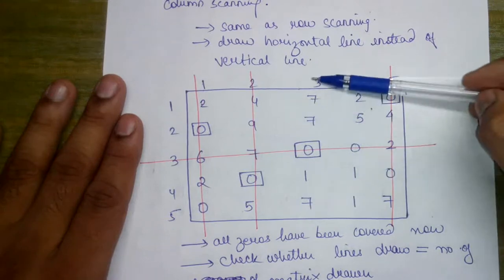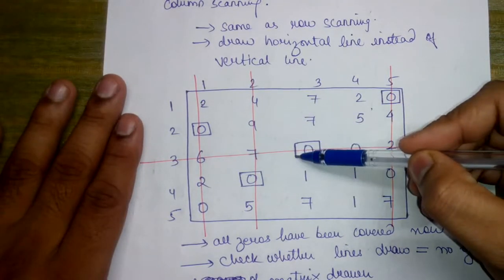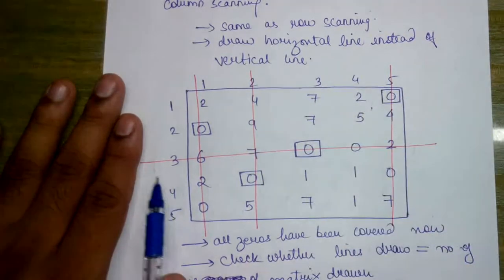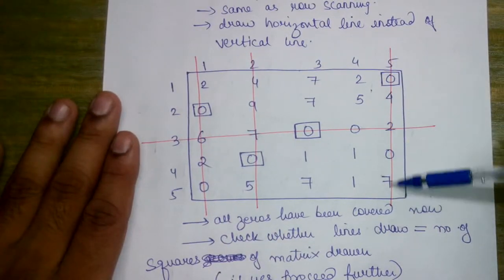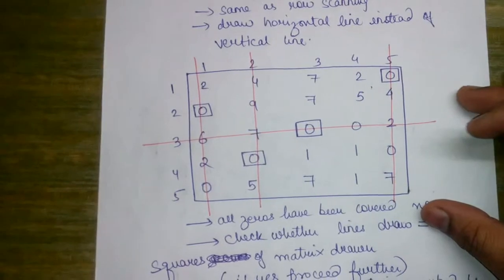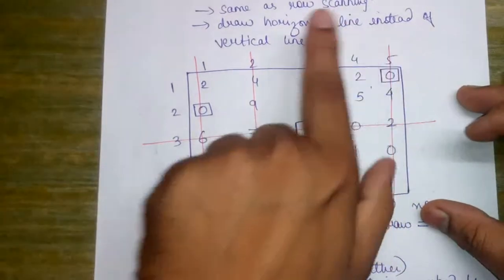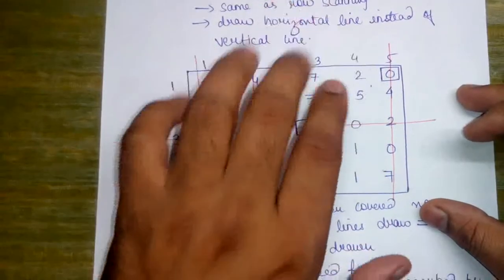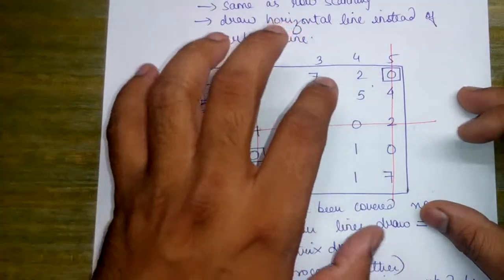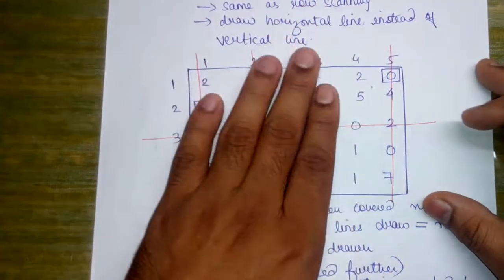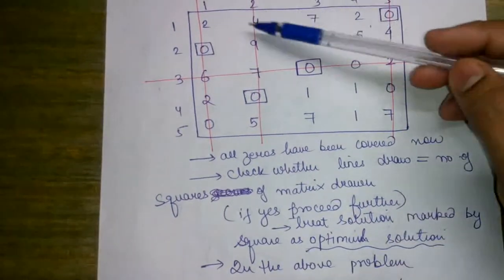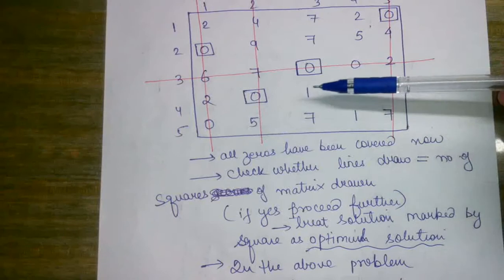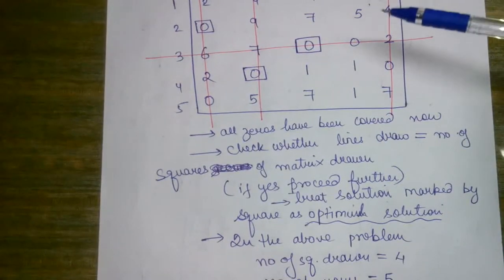But when we come to the third column, it has only 1 0 and we will square it and this 0 will be cancelled out. Okay. And this row we have already cancelled it earlier. Now we will draw horizontal lines instead of the vertical lines when we are going for the column scanning. But when we were going for the row scanning, we draw vertical lines. Now all zeros have been covered. Now we see that all zeros have been covered either by vertical lines or by horizontal lines.